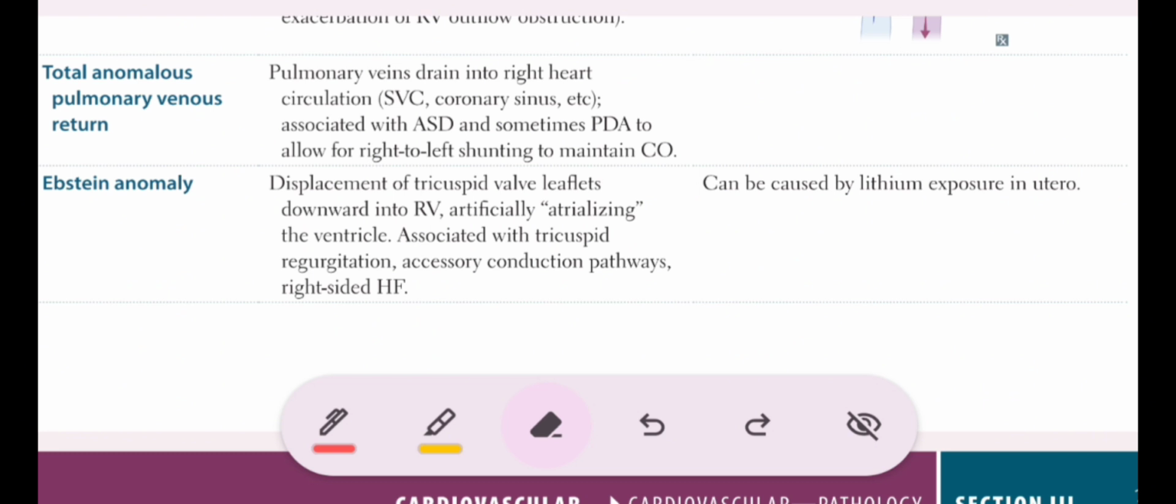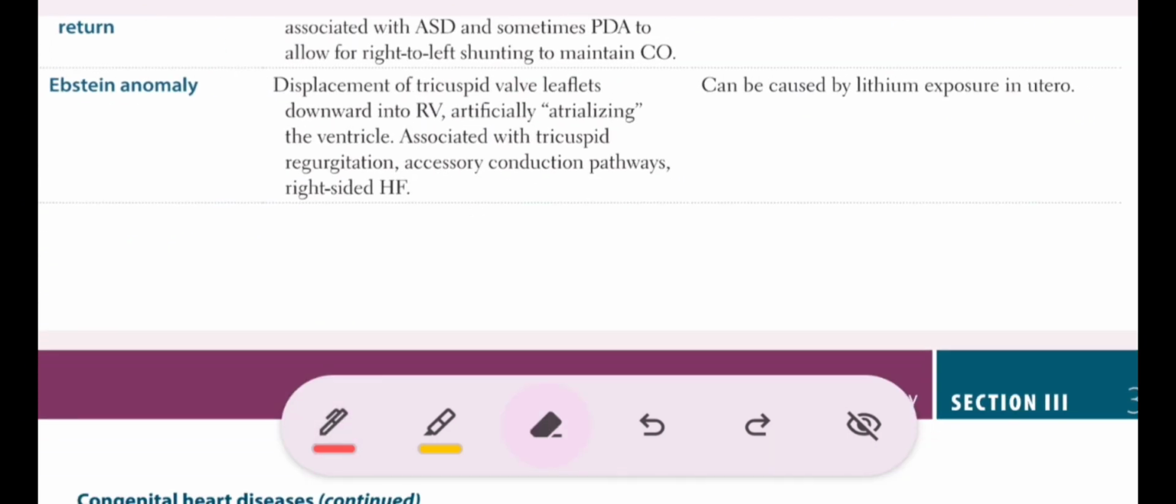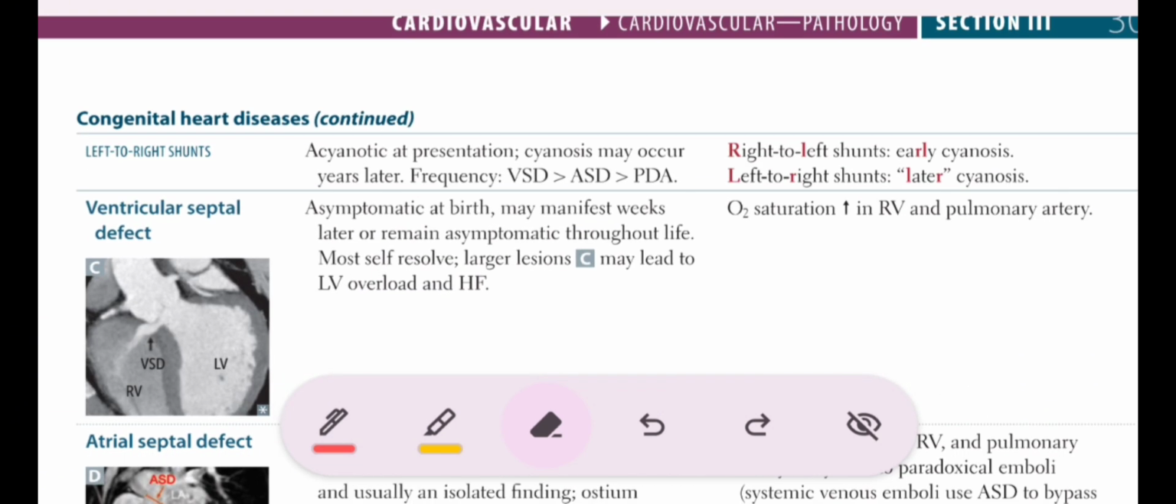Then we have the Ebstein anomaly. Ebstein anomaly is the displacement of tricuspid valve leaflets downward into the right ventricle. So there is basically inversion of the tricuspid valve, which normally has to be in the right atrium, but the leaflets are displaced downward into the right ventricle. It is most likely due to lithium exposure in utero. It is also associated with tricuspid regurgitation and right-sided heart failure.